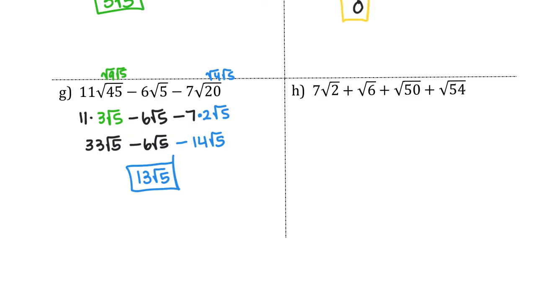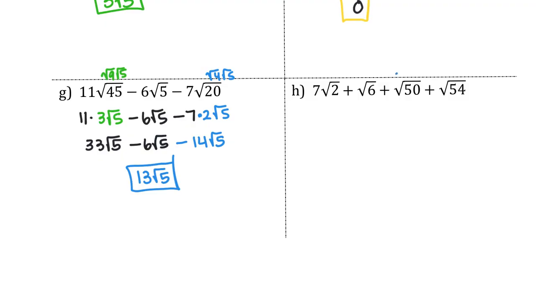Okay, let's look at the last one. I have 7 square root 2, positive square root 6, square root 50, and square root 54, and again, nothing matches. Okay, now 2 is 2 times 1. I can't do anything with that. Let me consider 6. I could do 3 times 2, but neither of those are perfect squares, so that's not helpful either. Let's try 50.